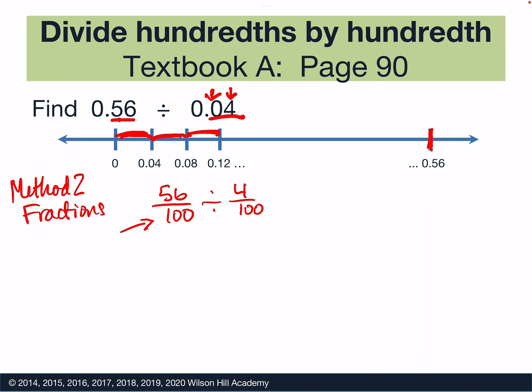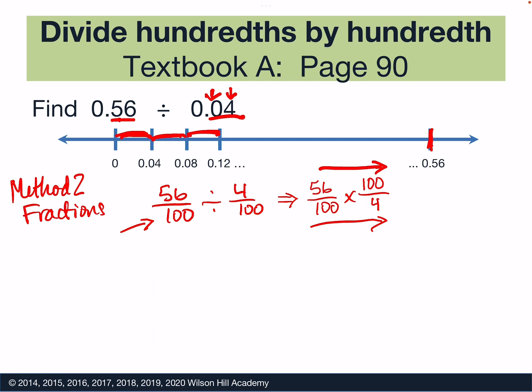And as we know, when we divide fractions like this, we like to multiply by the reciprocal using an inverse operation with an inverse fraction. So we keep the first one, 56 100ths, and now we're going to do the opposite of division, which is multiplication, and do the opposite of 4 100ths and call it 100 fourths.